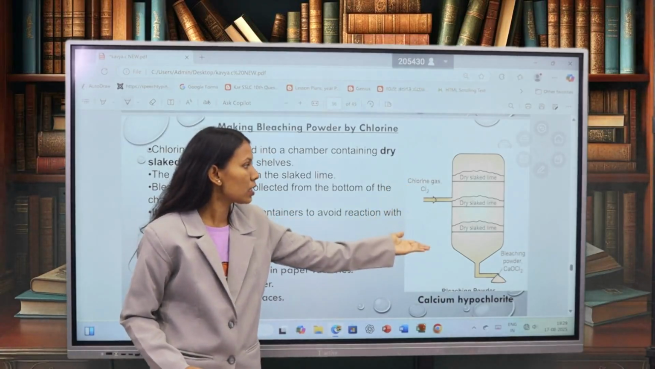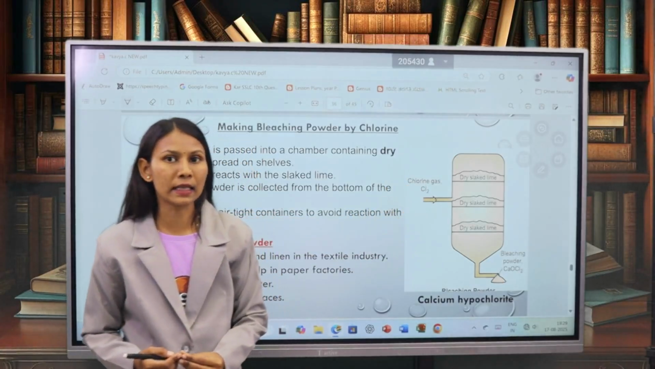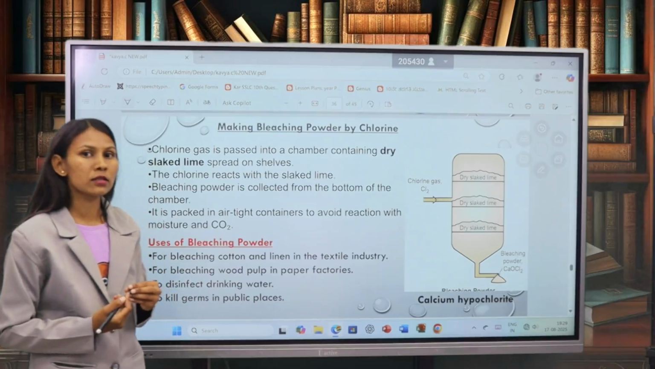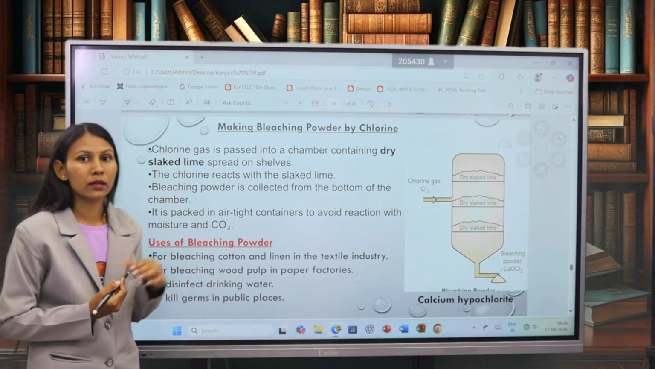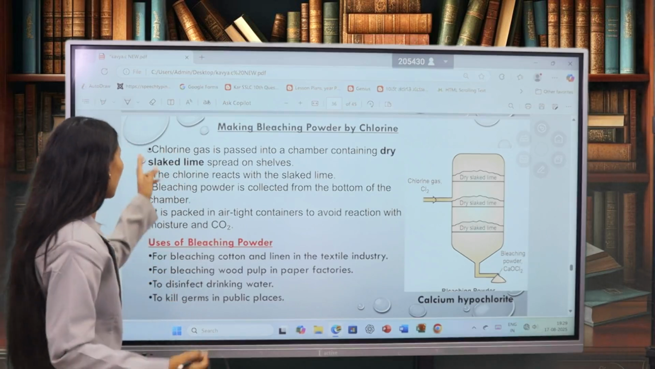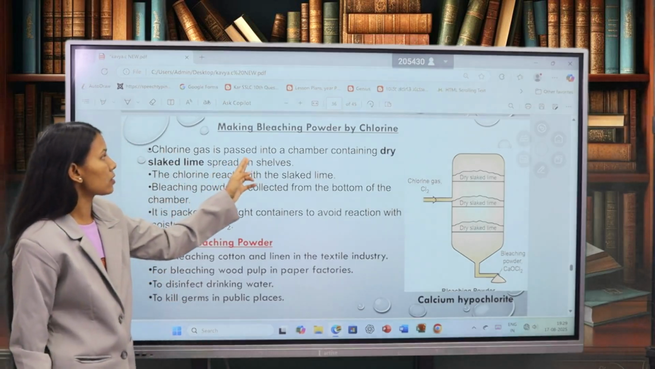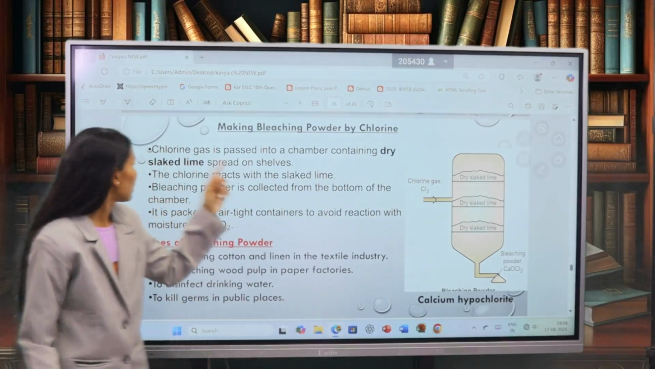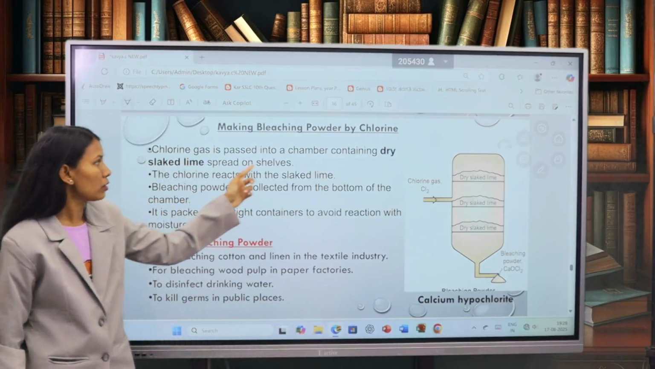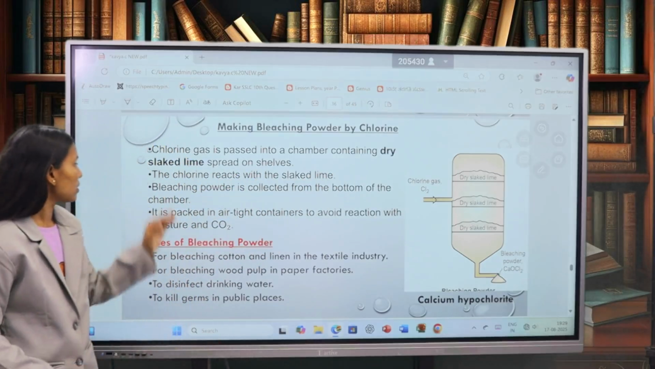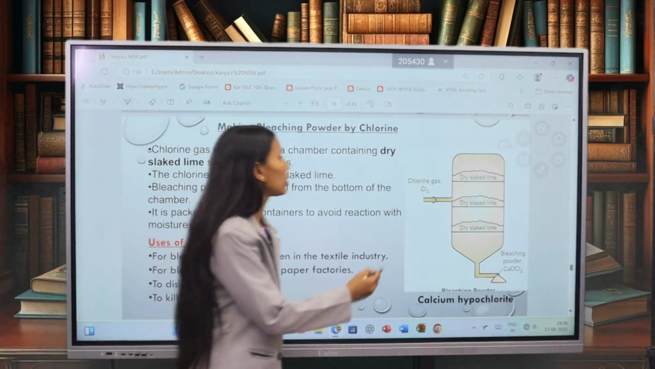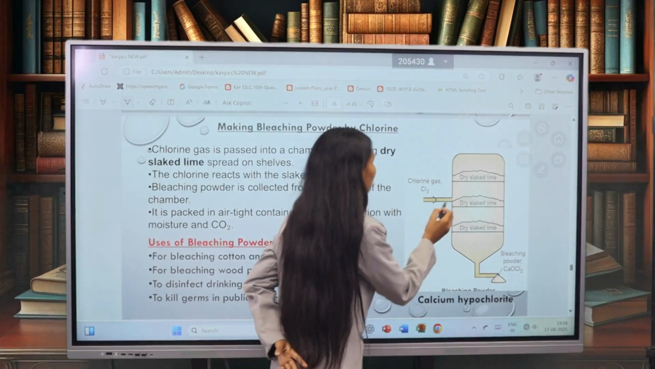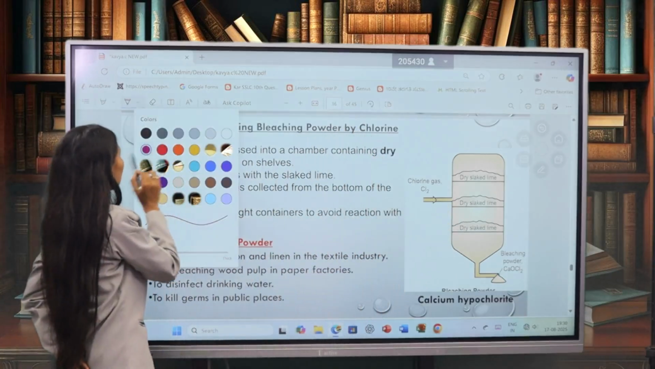We are making shells and we are taking dry slaked lime. So what are we doing next? We are passing chlorine gas, that is formed in the chloralkali process. Chlorine gas is passed into a chamber containing dry slaked lime spread on shells. So what happens next? The chlorine gas reacts with the slaked lime.